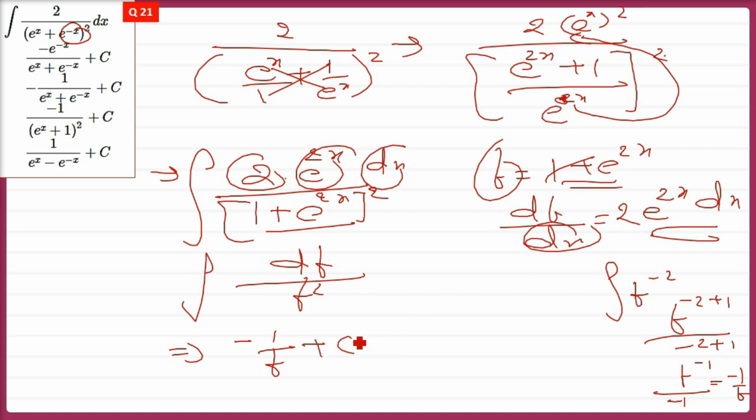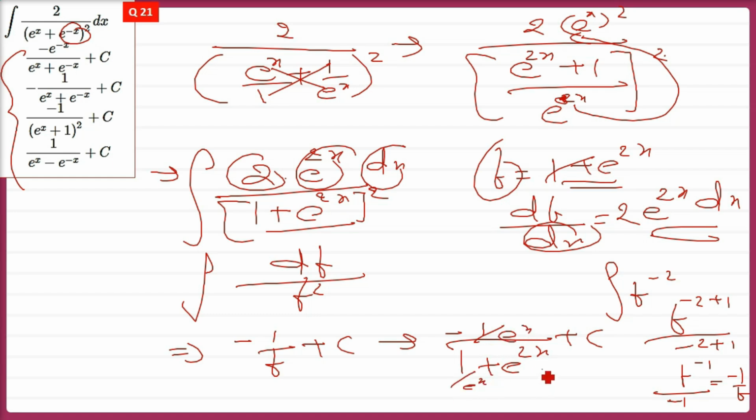But what was t? If you remember, it is negative 1 by 1 plus e^(2x) plus a constant of integration. But incidentally, we are not getting the answer here. So we have to change this answer in order to match one of the 4 options. How can it be done? Because we need to match them, right? 1 by 1 plus e^(2x) is not the answer.